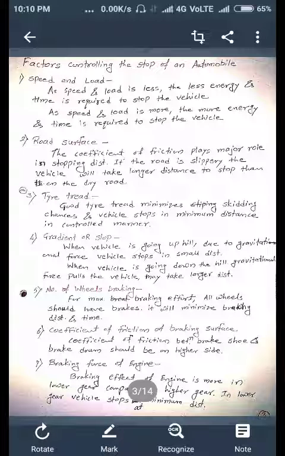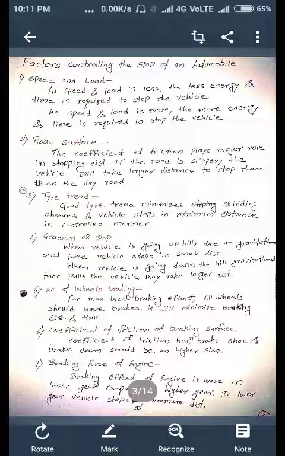Hello friends, today we will study about the factors controlling the stop of an automobile. When we are driving the vehicle, because of some emergency situation that appears in front of you, we have to apply brakes in emergency condition. At that time, what are the factors which are responsible for, or which control, the vehicle to stop within a particular distance or in particular time?